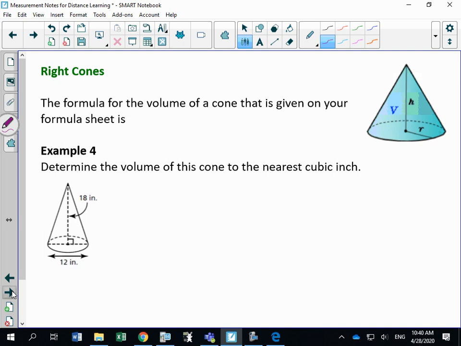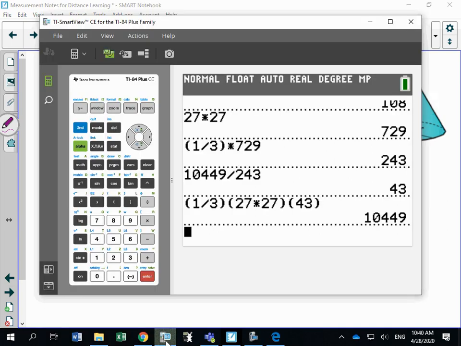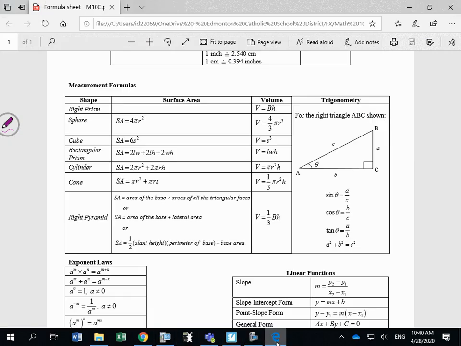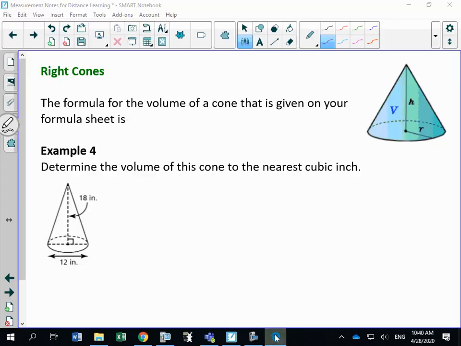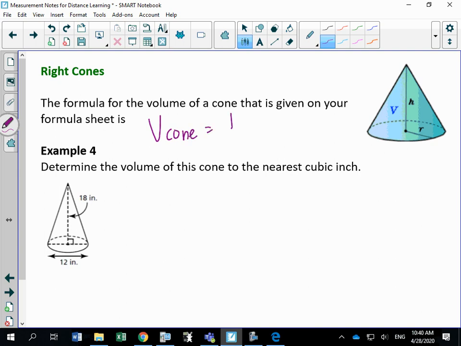Okay, let's go to a cone. So it's a nice basic formula. If we go to our formula sheets, there's a 1/3 again, pi r squared h. So volume of a cone is equal to 1/3 pi r squared times height. Determine the volume of this cone to the nearest cubic inch.